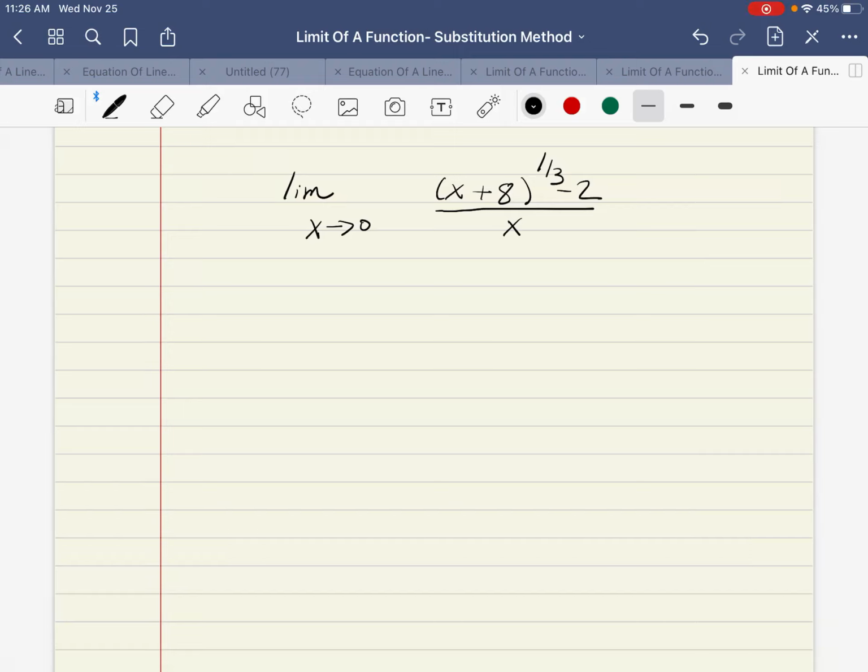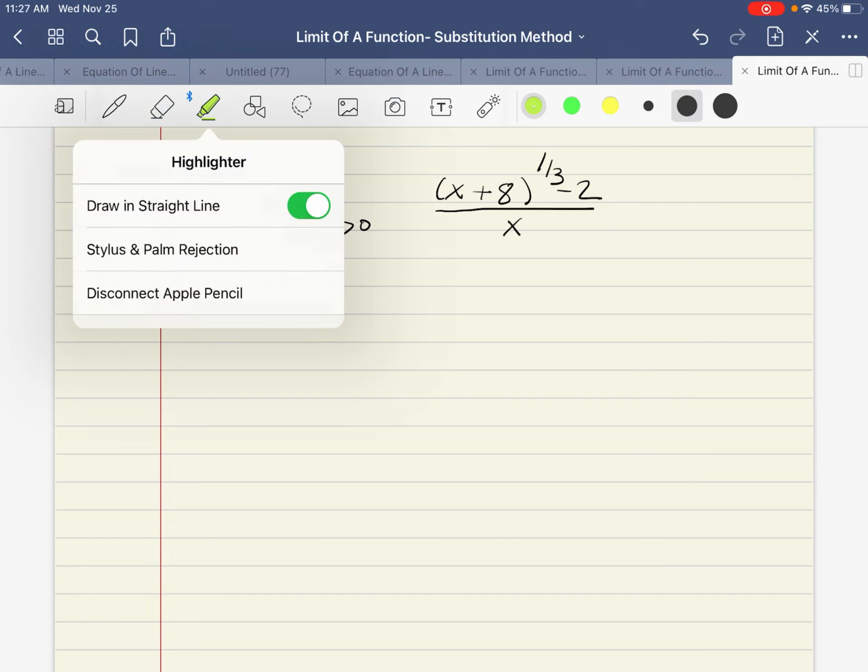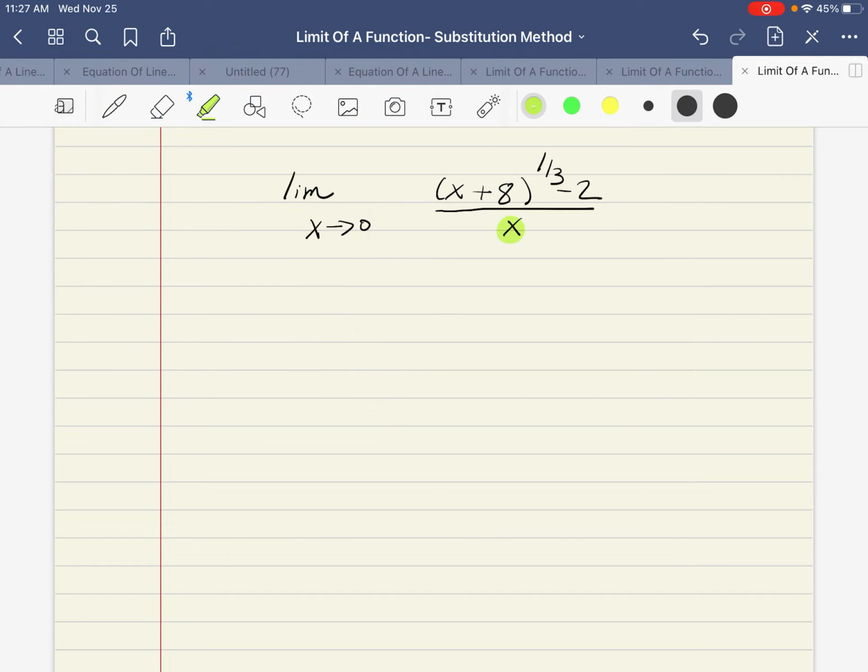Okay, we're going to look at how to calculate the limit of a function by using what we call the substitution method. So you can see this function here. First thing you notice is that you have x plus 8 to the 1/3. And before we even get to that, we can see here why we need to use a limit, because this x right there cannot equal 0. It's going to be undefined.